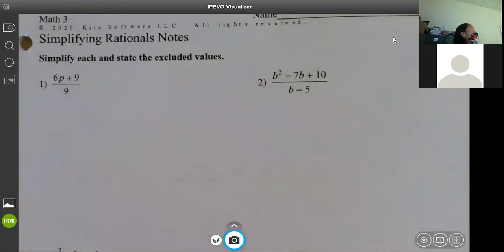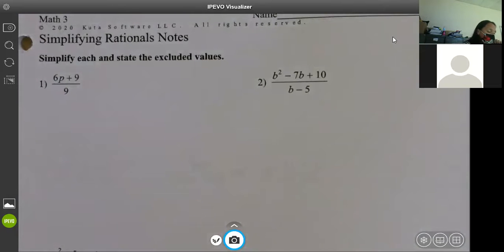And again, it's literally just marking out. So the first thing that you want to do is factor the top and the bottom and get it as simple as possible. And then after that, if there's anything the same on the top and the bottom, then you're going to mark it out. So if we look at the top, is there anything that we can do to factor the top?